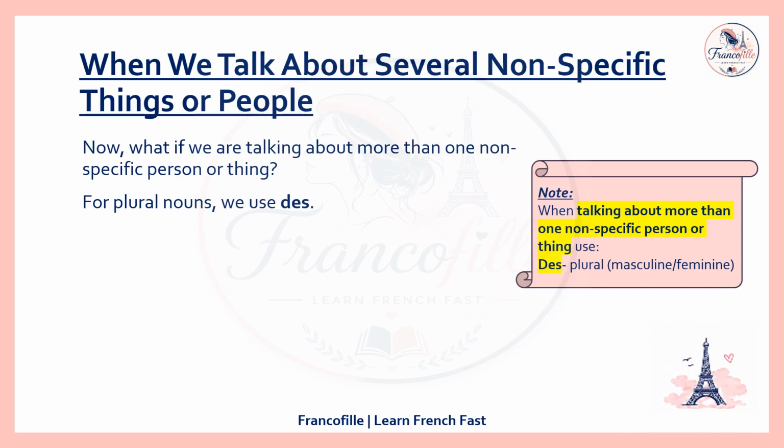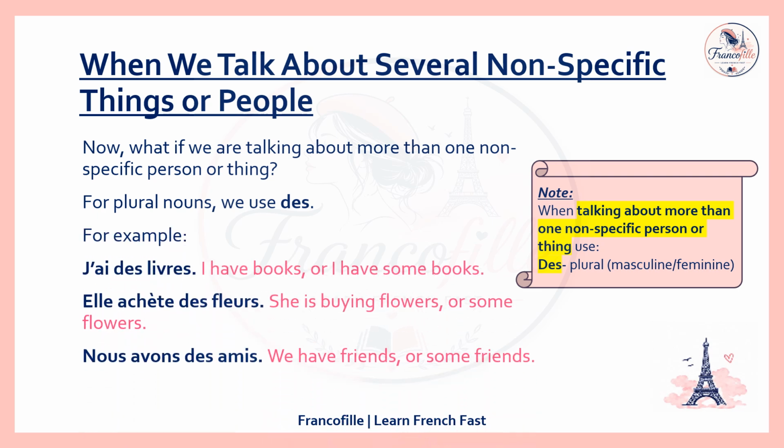Now, what if we are talking about more than one person or thing? So for plural nouns, we use Des. For example, J'ai des livres. Elle achète des fleurs. Nous avons des amis.